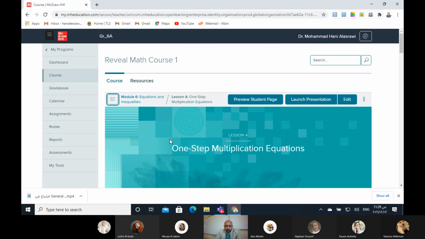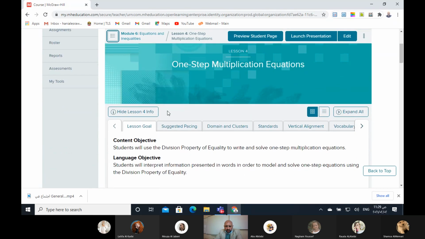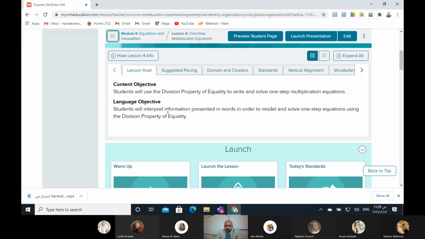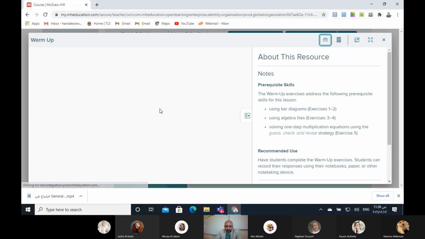Math grade 6. We are in module 6, equations and inequalities. Today we have lesson 4, one-step multiplication equation. In this lesson we want to learn how to use the division property of equality to write and solve one-step multiplication equations. I want all of you to prepare your notebook. We have some exercises.